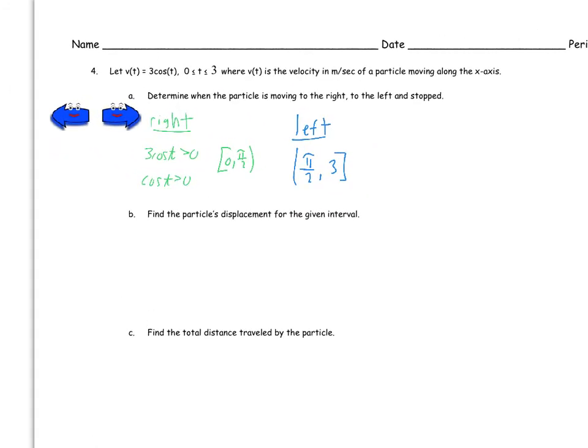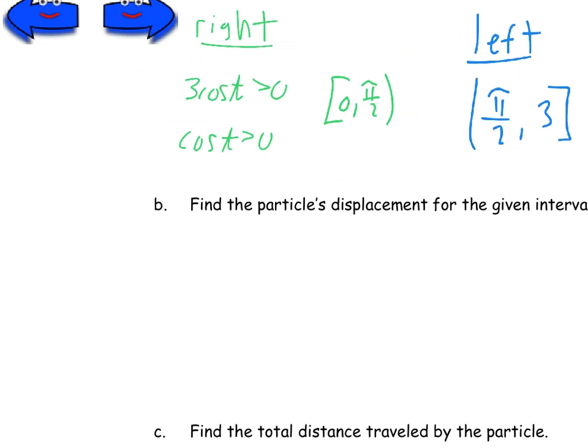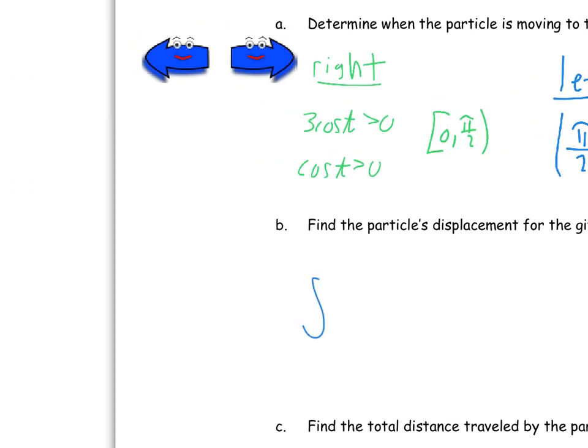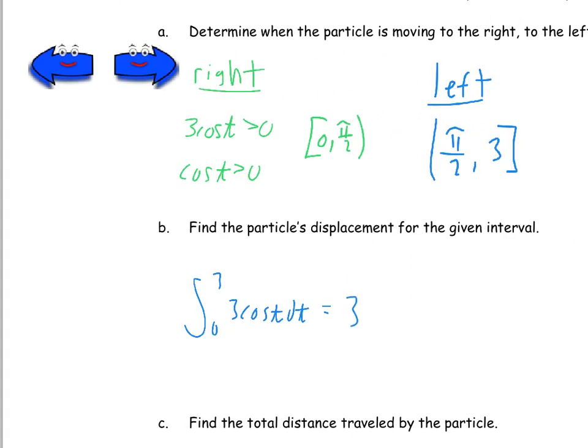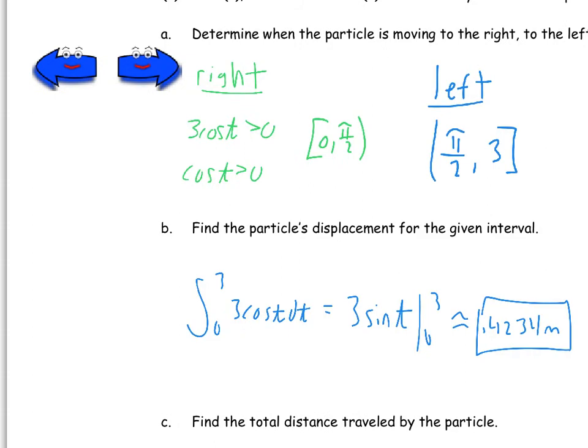All right, find the particle's displacement for the given interval. So displacement is just the integral of the function. So we do the integral from 0 to 3 of 3 cosine t dt, which is, remember that constant just stays there when it's a multiplier, so 3 sine t from 0 to 3. You can use a calculator to get the decimal equivalent here, 0.4234 meters. Those aren't unit circle values.